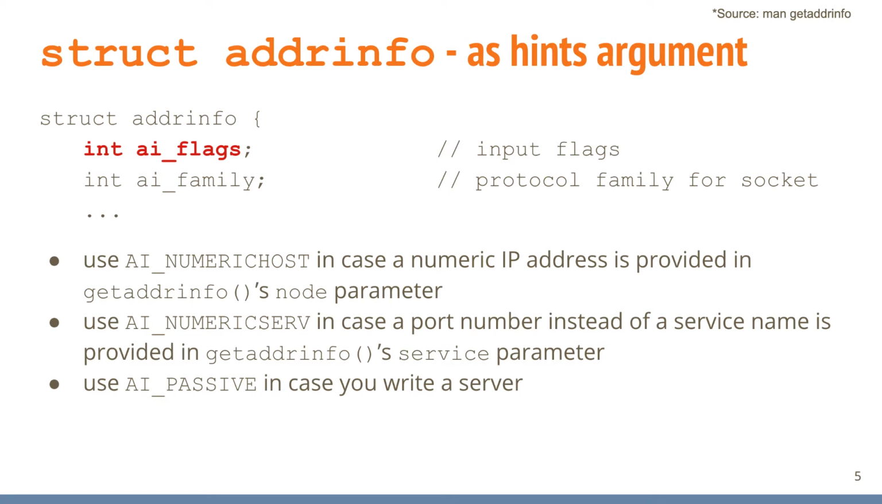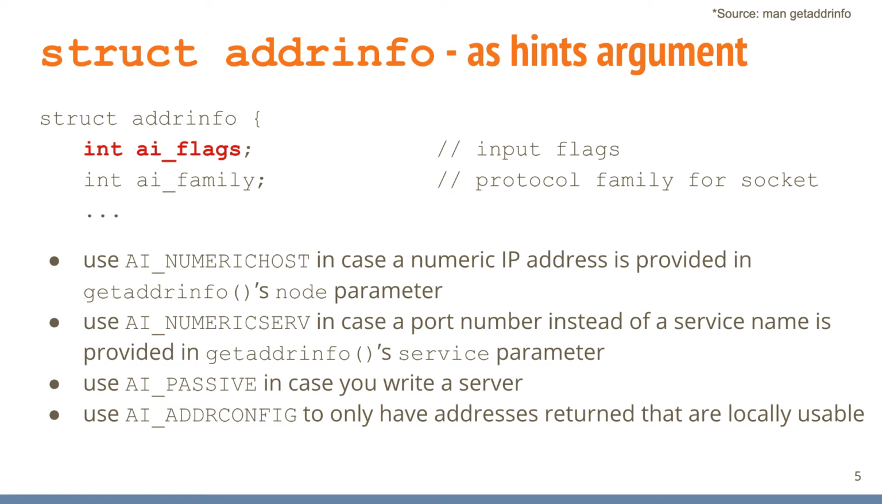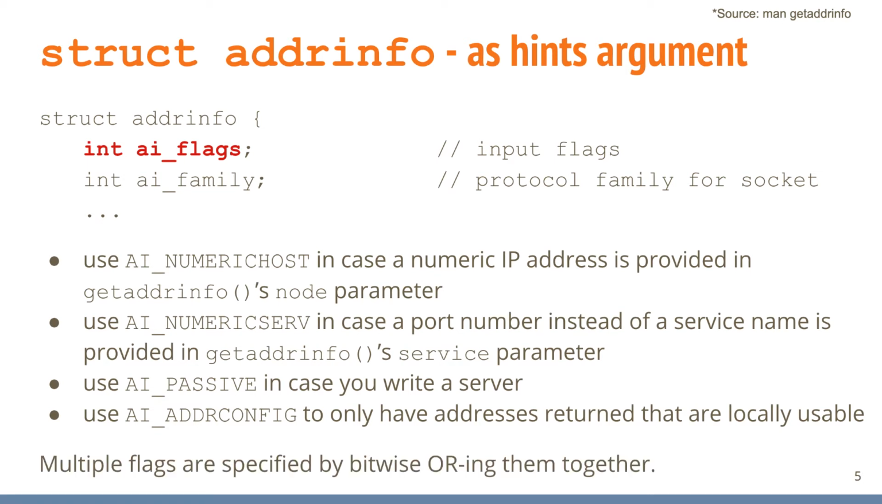Finally, DNS resolution might return both IPv4 and IPv6 addresses, but one or the other address family might not be configured on your host, which makes those addresses unusable. In order to only get addresses that are indeed usable locally, pass AI_ADDRCONFIG as a flag. Multiple flags can be combined by bitwise ORing them together. Not all combinations make sense, however. For more flags, at this point I will only refer to the man page of getaddrinfo.